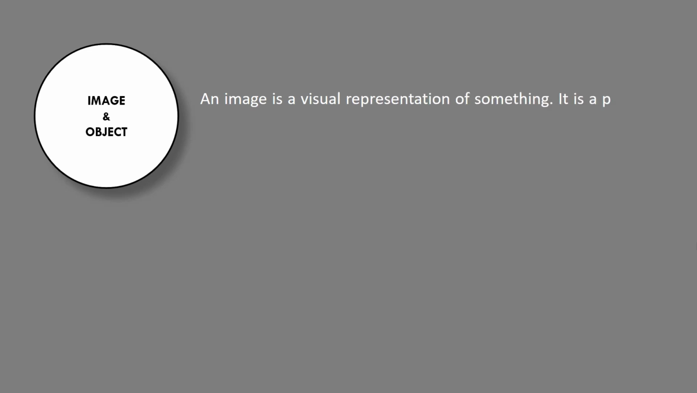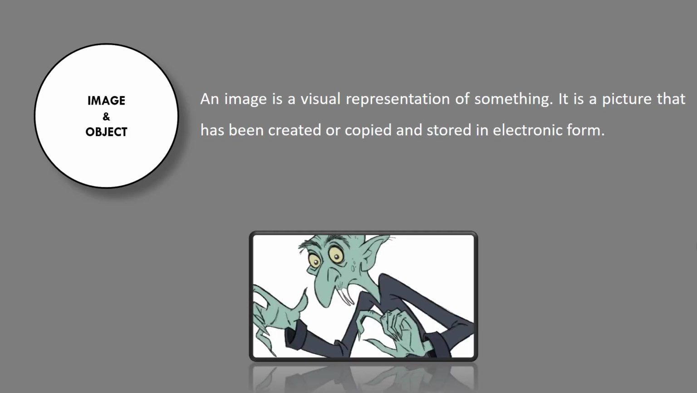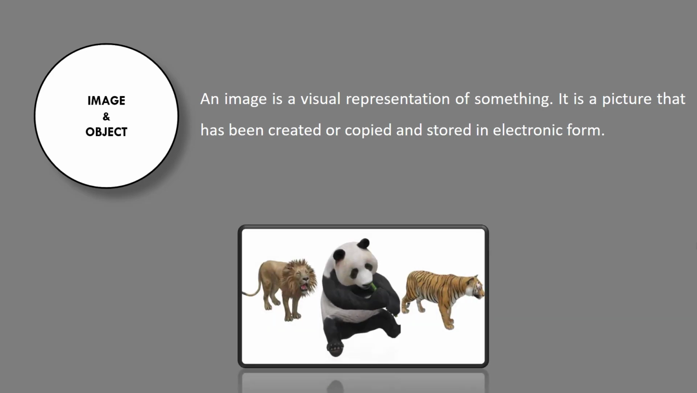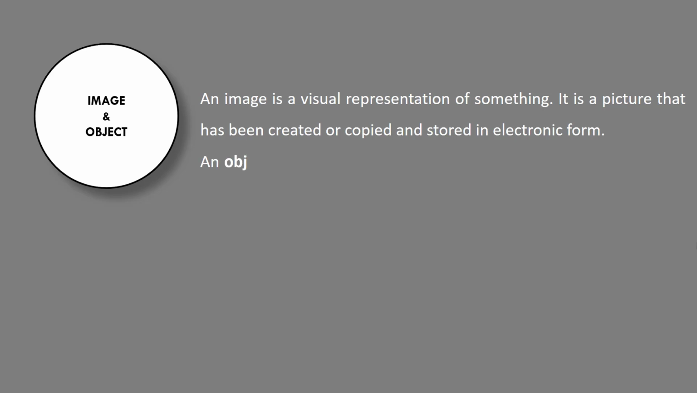What is image and object? An image is a visual representation of something. It is a picture that has been created or copied and stored in electronic form. That something might be anything, like an object, an image itself, or any other thing that can be easily captured. An image can be in two formats. First, 2D, that is two-dimensional, and second, 3D, that is three-dimensional.